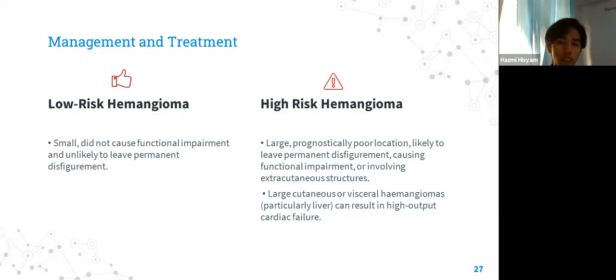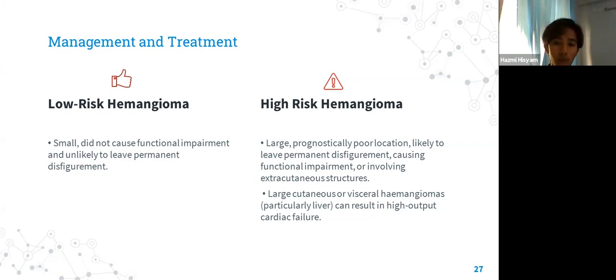So next, we move to management and treatment. As we discussed, there are two types of hemangioma, low risk and high risk. The majority of hemangiomas are low risk. A low-risk hemangioma is small, does not cause any functional impairment, such as in the eyes, and is unlikely to leave permanent disfigurement.